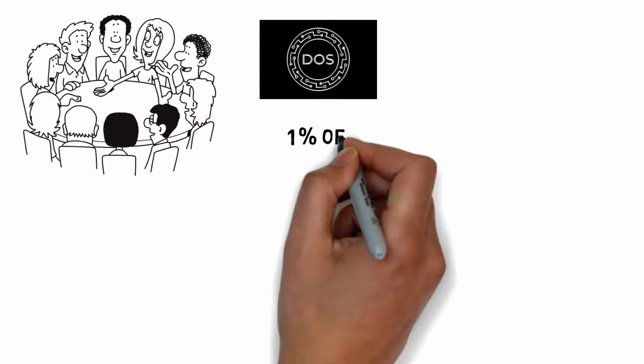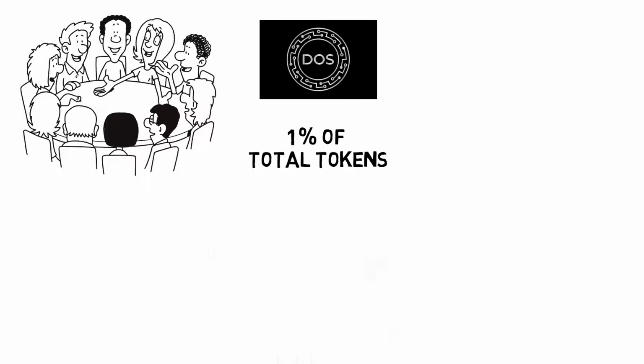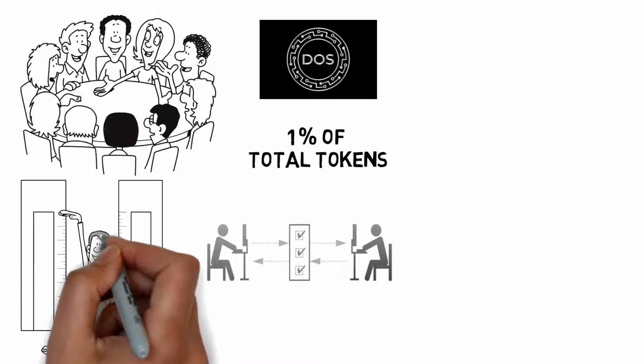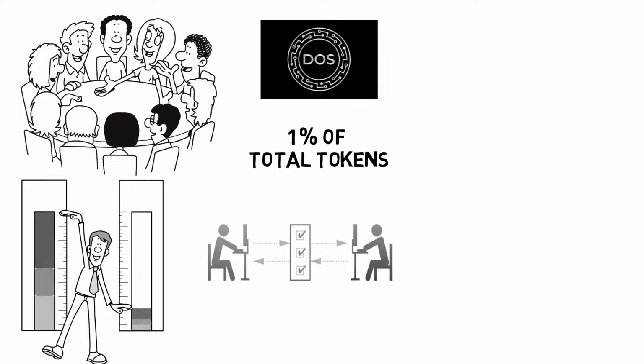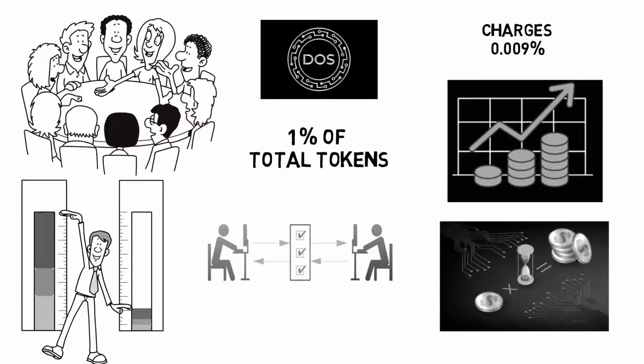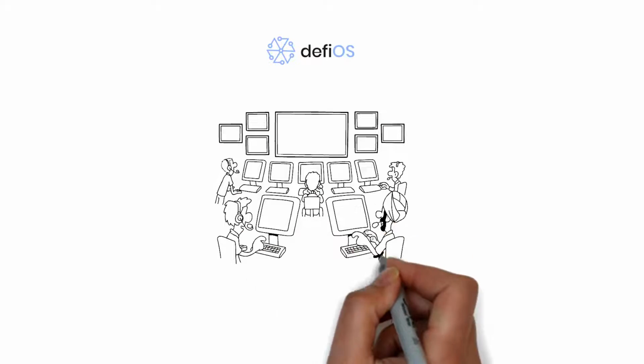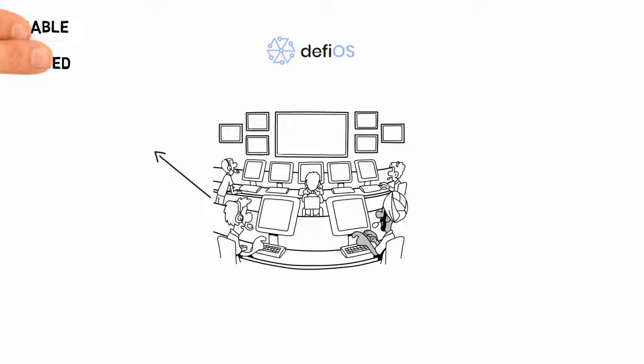The DOS token. DOS is backed by 1% of the total tokens of all the DAOs created using the protocol, which is vested in proportion to arbitration services offered, and charges 0.009% of all staked rewards, project native tokens, or USDC redeemed on DAOs created using the protocol.